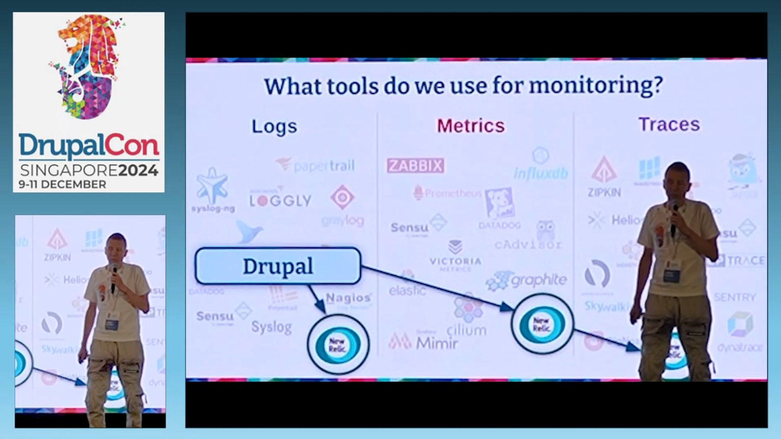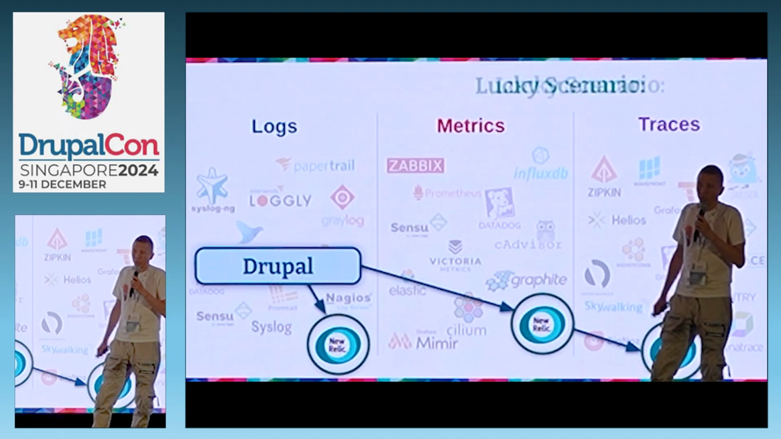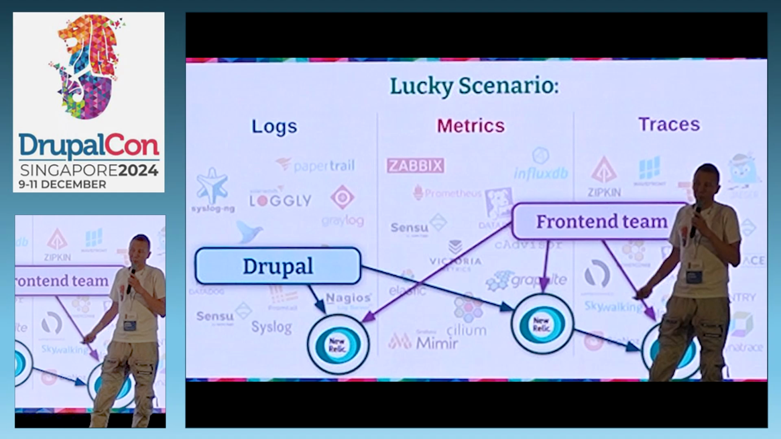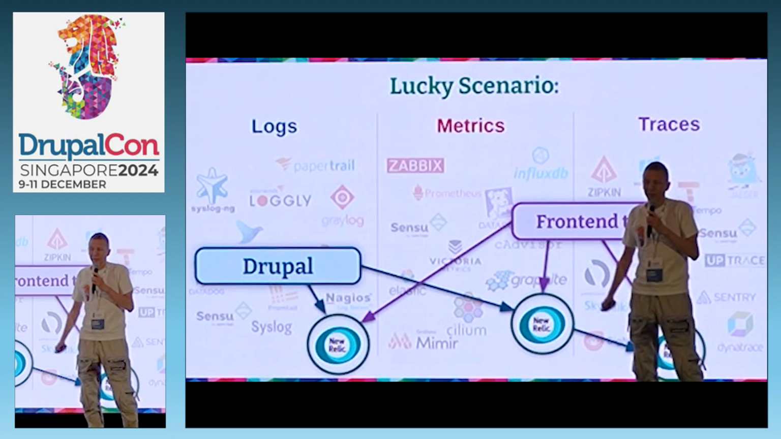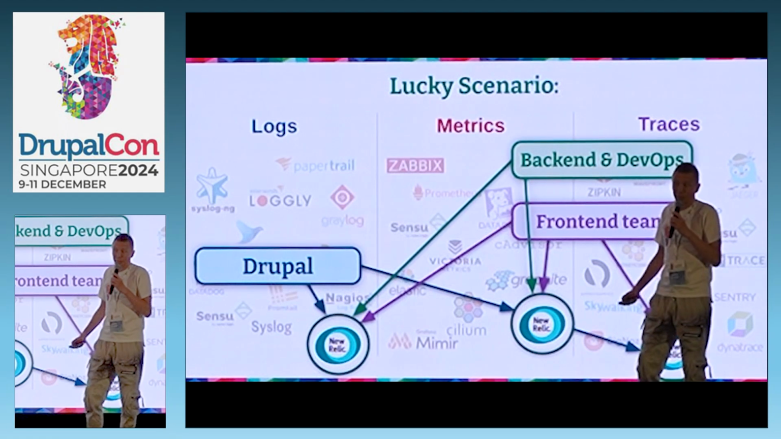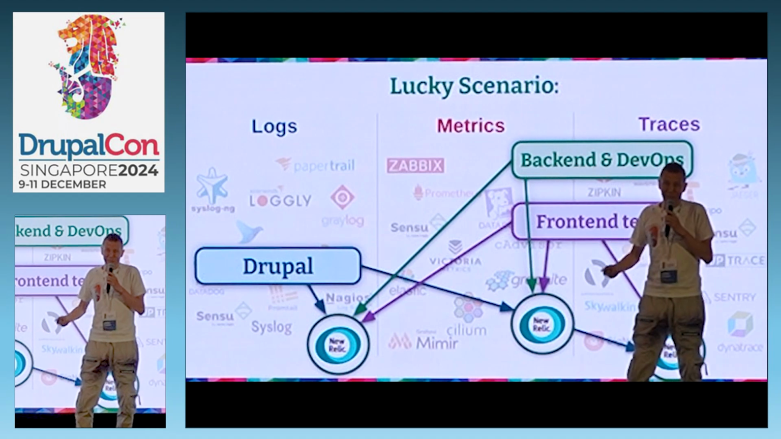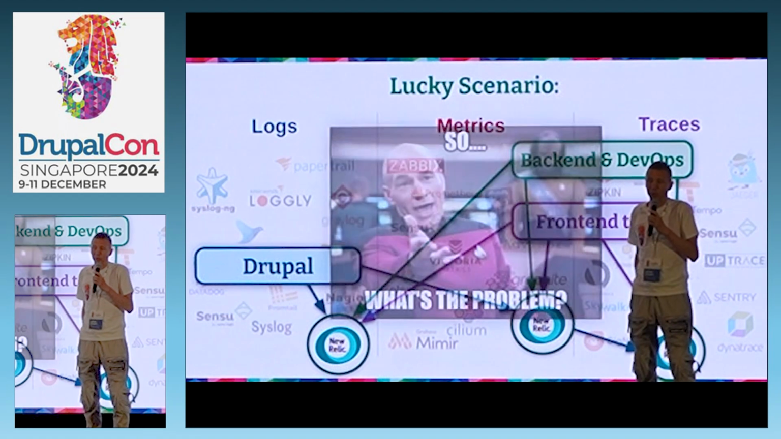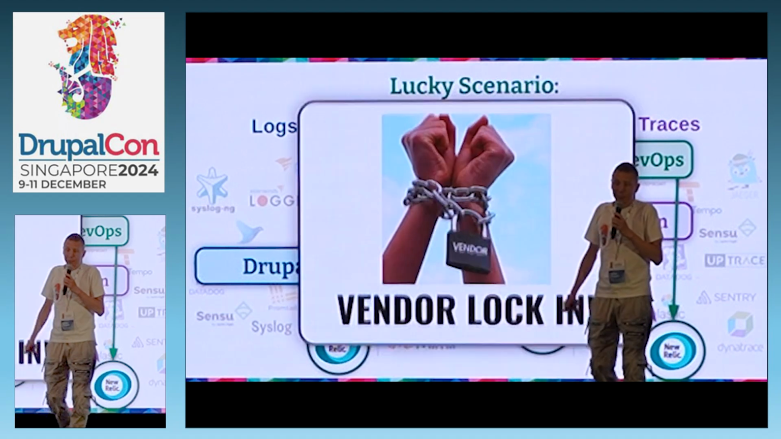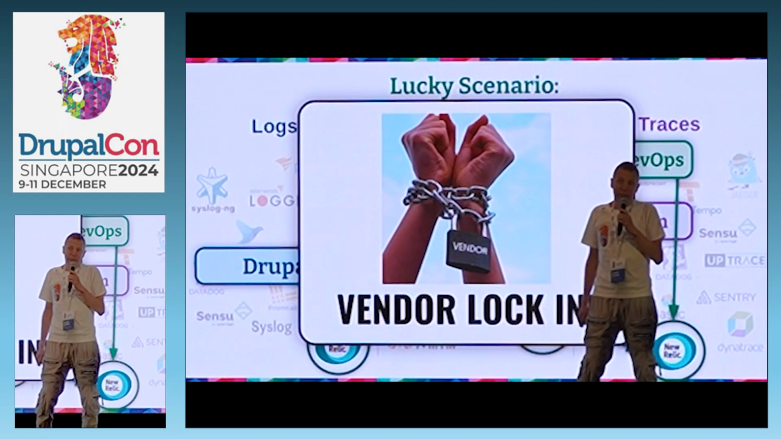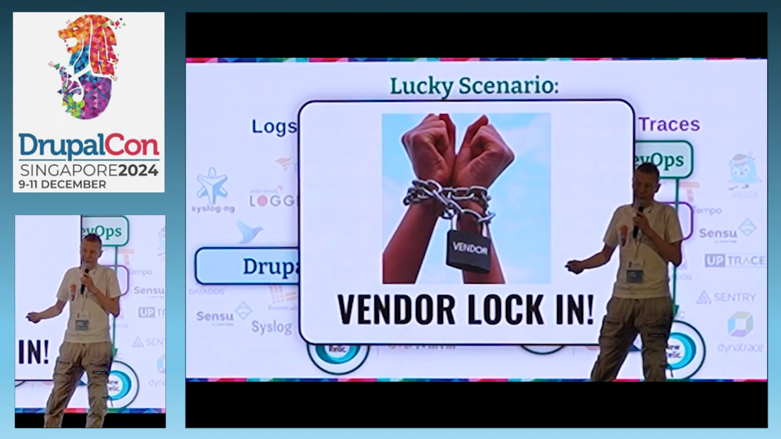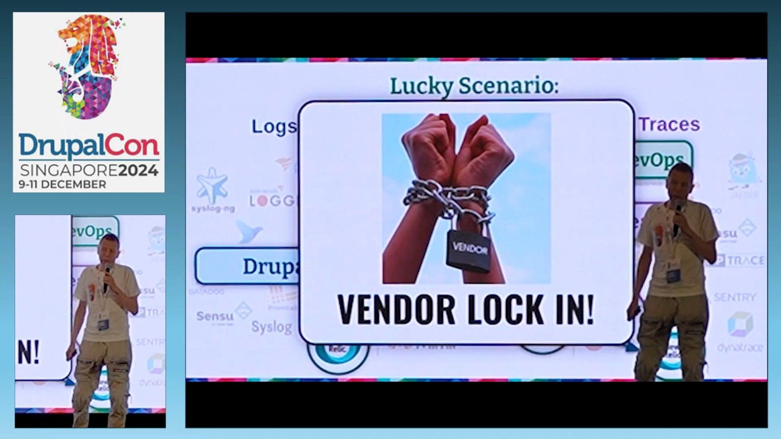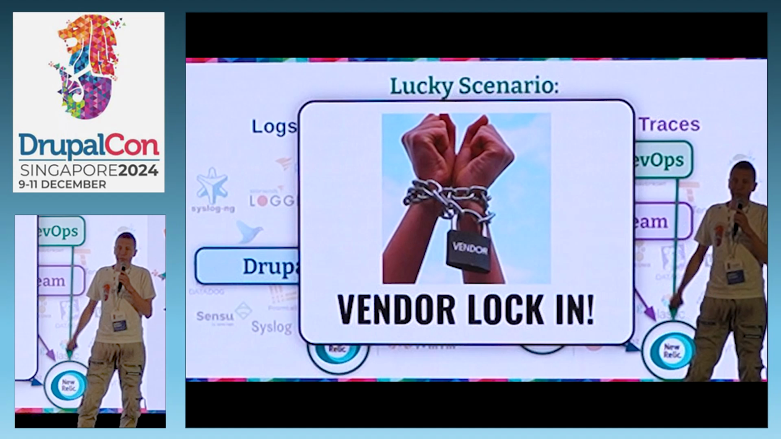That's the problem. Or maybe you're lucky and you forced the front-end team to submit logs, metrics, and traces to New Relic. And the backend and DevOps team magically agreed to submit the same information to New Relic. That's pretty good. That should resolve the problem, yeah? But actually, it smells like vendor lock-in, because from the day that you started to submit logs, metrics, and traces to New Relic, you can't just jump out and switch to another vendor.